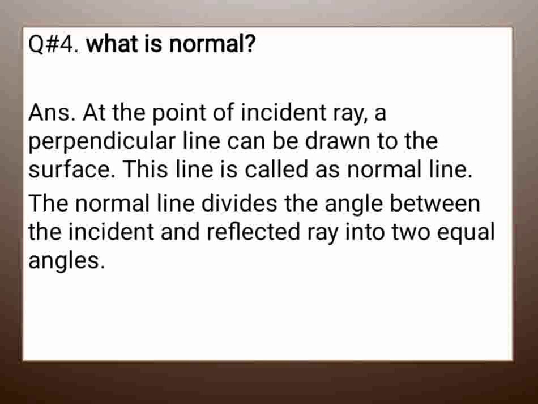Simply means कि आप incident ray और reflected ray के center में एक straight line लगाएं to the surface जहाँ से वो light reflect हो रही है, that will be considered as normal. Or simply that makes 90-degree angle with the surface.